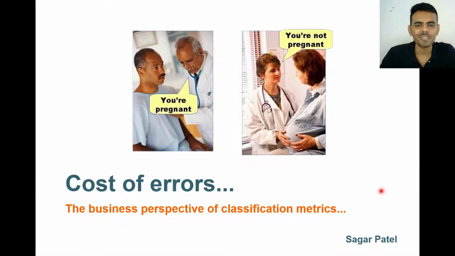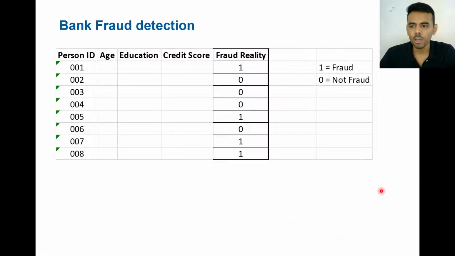Hello everyone. So today I'm going to talk about classification metrics and I'll be touching upon the cost of different types of errors. The intent here is to build your intuition from the ground up so you can appreciate metrics like recall and precision. For that, we are going to take a use case of bank fraud.